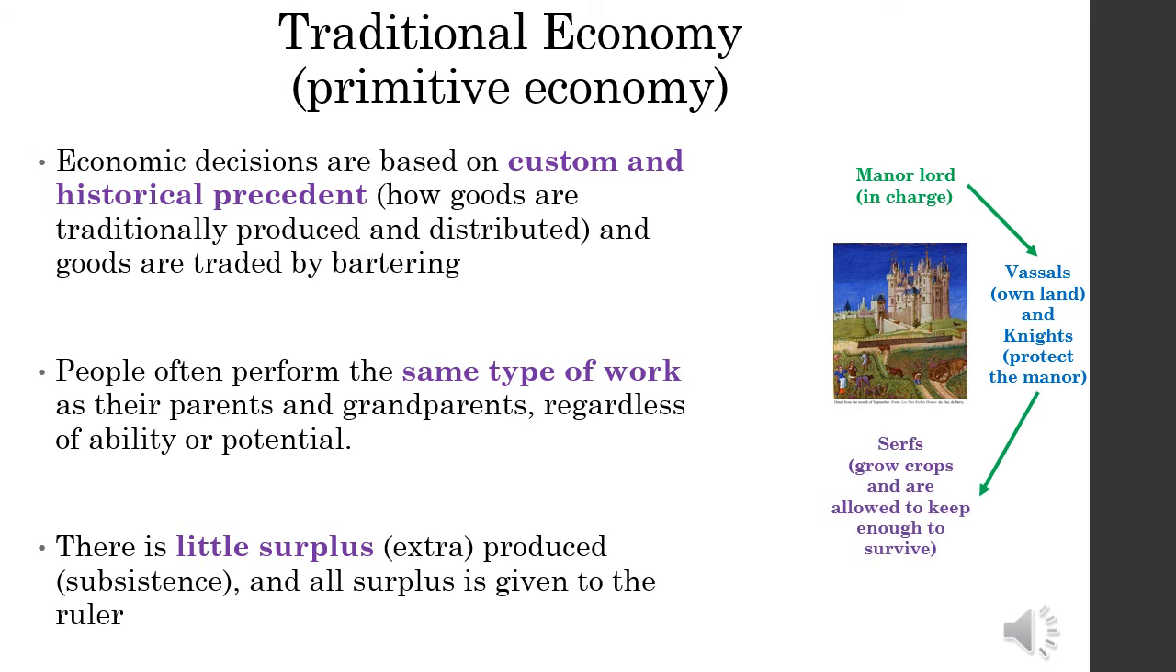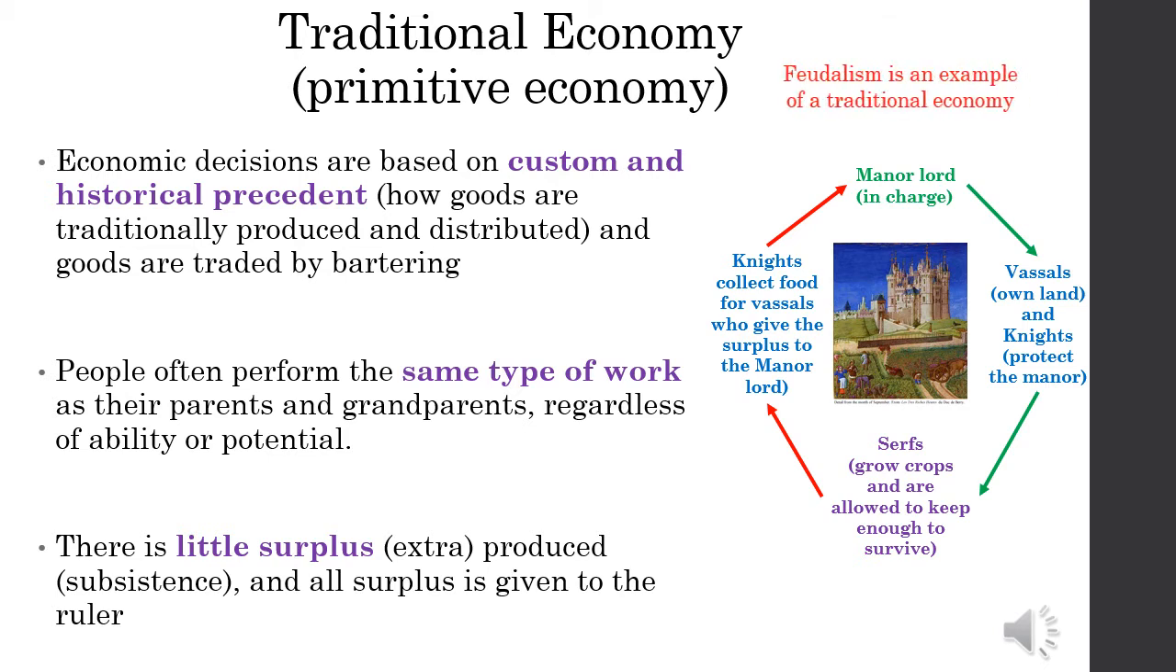They grow the crops. These are very poor people who grow the crops and are allowed to keep enough of the food they grow just to survive. All the other food goes back to the knights, who collect the food for the vassals who own the land. They take what they need and they give the surplus to the manor lord who is in charge. We call this feudalism, and it is an example of a traditional economy. Go to the next slide.